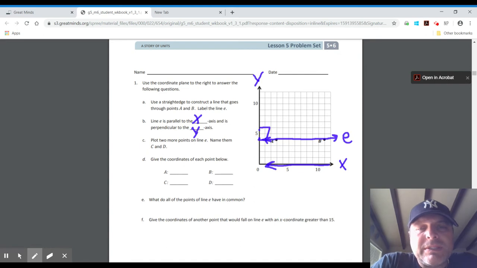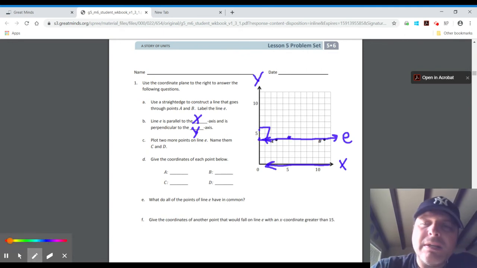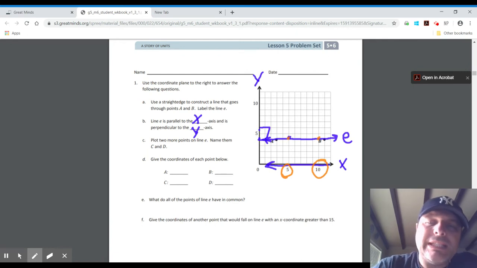Plot 2 more points on line E. Name them C and D. So let's do one right here. I'm going to plot a point right there. Actually, let's do a different color. Let's do red or orange, that way you can actually see it. And then I'll plot another point. Let's plot one right next to B. The reason I'm doing it is because I have 5 right here as reference and I have 10, so I'm going to use those numbers. So let's do C and D.